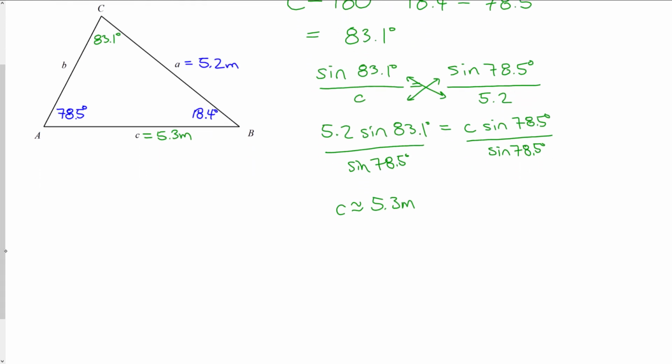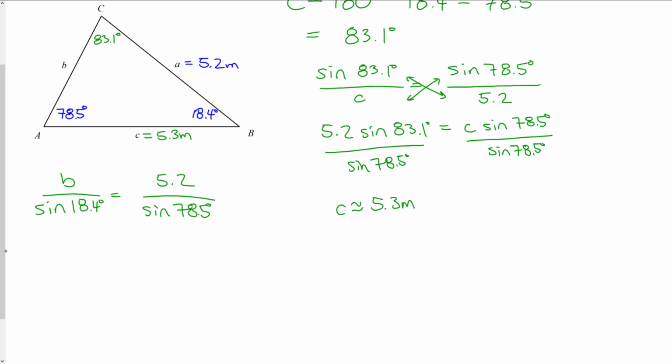And what I'm going to do a little bit differently this time is, since b is the thing I'm looking for, I'm going to put that in the numerator. It's just going to save one small step when you're cross multiplying. So b divided by the sine of 18.4 equals 5.2 over the sine of 78.5 degrees.